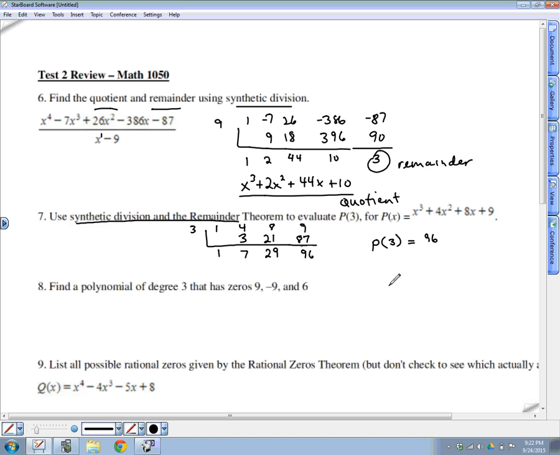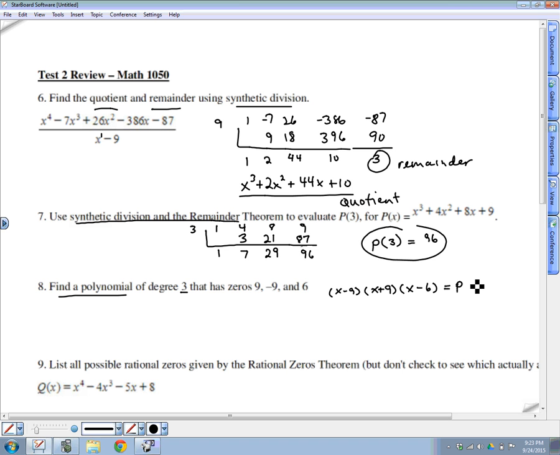Okay, and just fair warning, if this is a free response test question, and all I see is this without any of the synthetic division and remainder theorem shown, you won't get credit for the problem. Okay, question 8. Find a polynomial that has these 3 zeros, and it's got to be degree 3. So if you already have the zeros, your next step is to form the factors that would have produced those zeros. So if the 0 is x equals 9, then the factor itself is x minus 9. And similarly, if the 0 is x equals -9, then the factor is x plus 9. And if x equals 6, the factor is x minus 6.